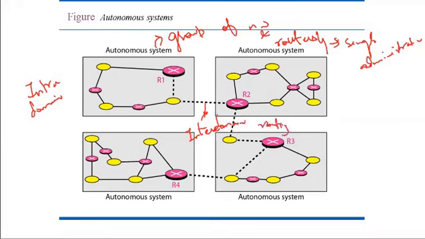Inside the autonomous system, each can choose one or more different routing protocols. But in inter-domain routing, only one protocol needs to be used between the different autonomous systems. So this is intra-domain and inter-domain routing. And now we will see the different routing protocols.